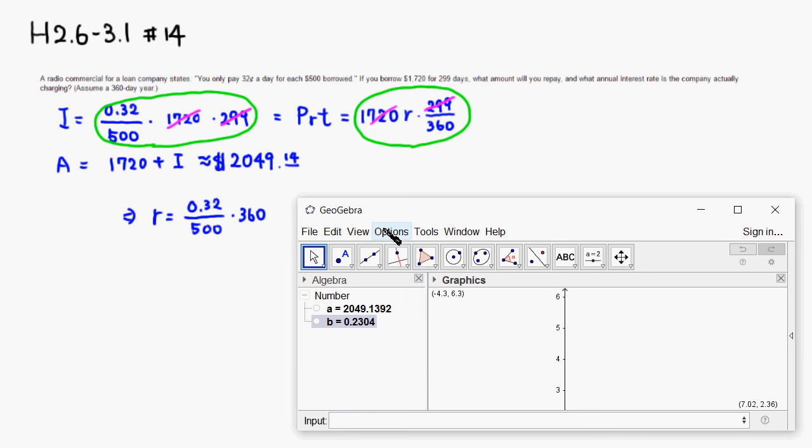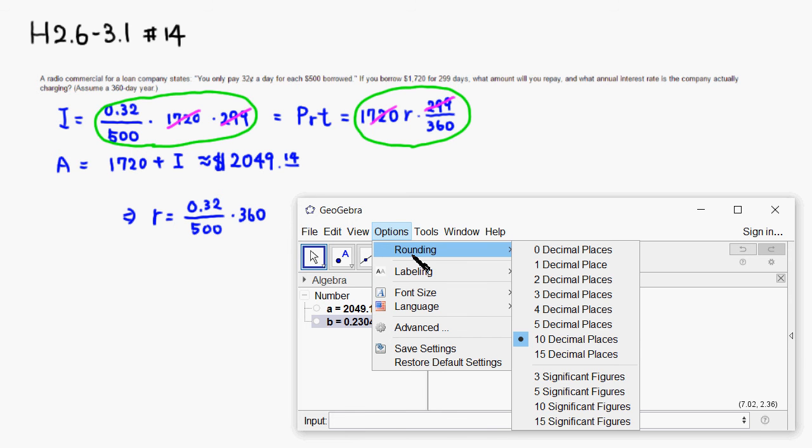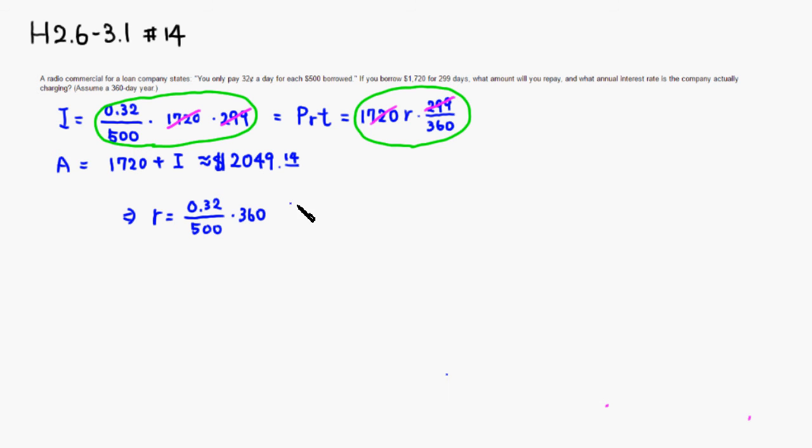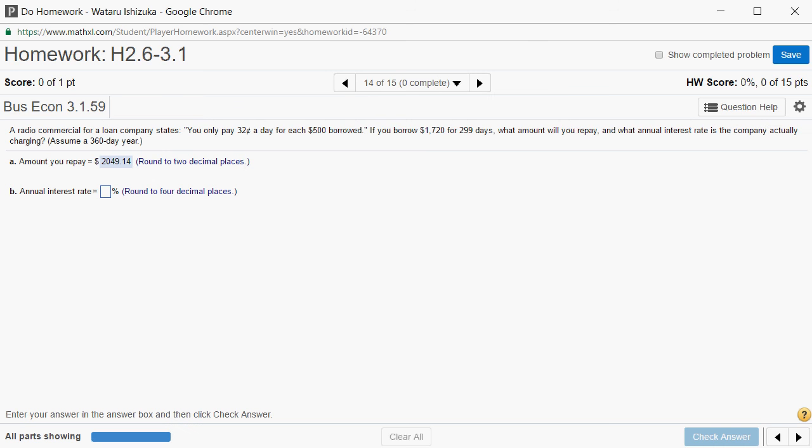Did it go there? Let's double check. Yep. It seems like this is the exact value. So it's going to be 23.04%. So let's type it in: 23.04%.